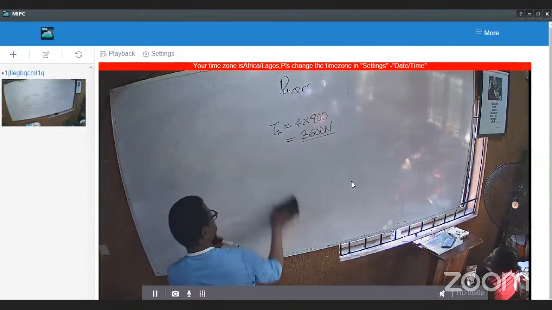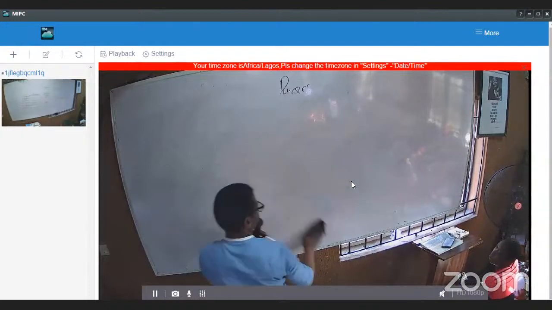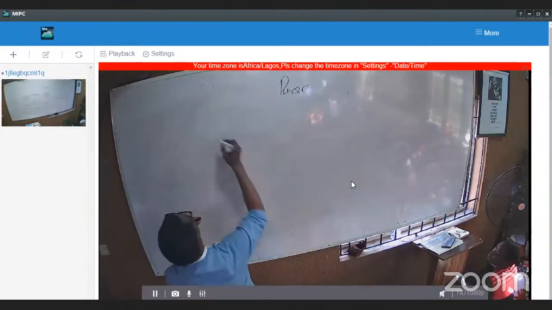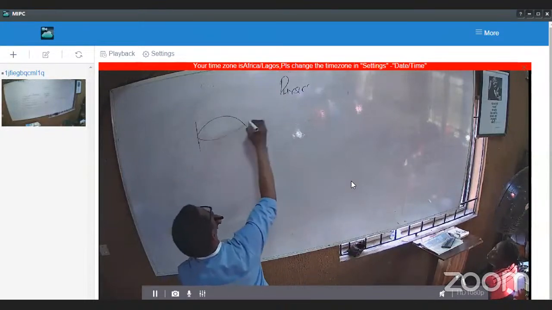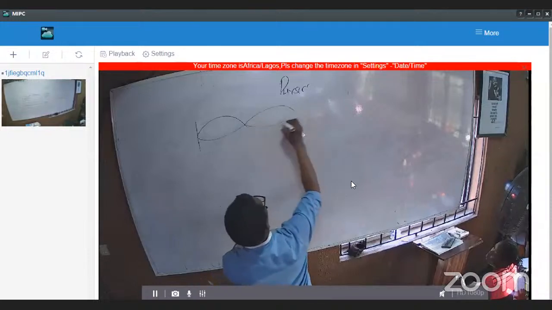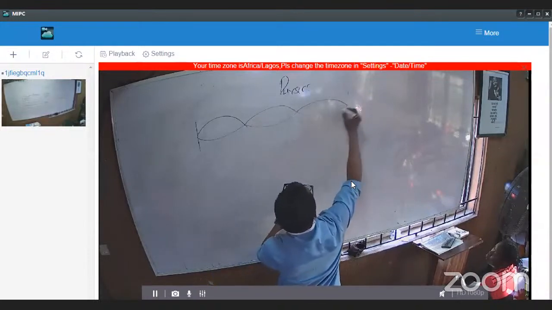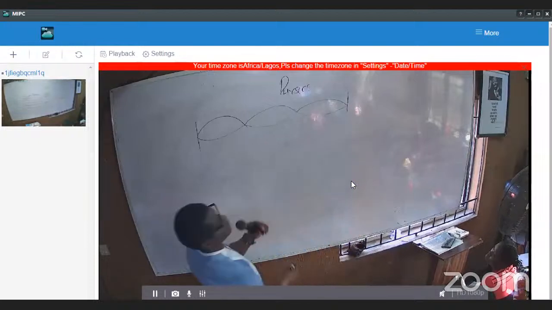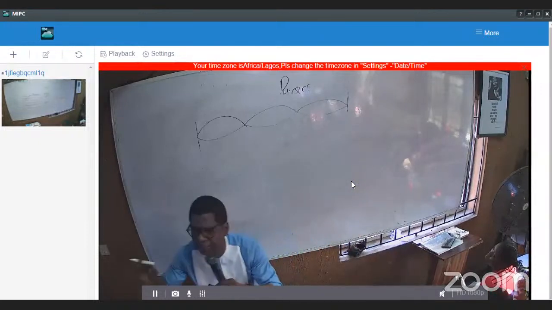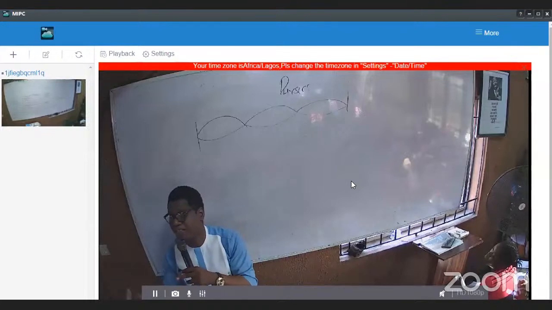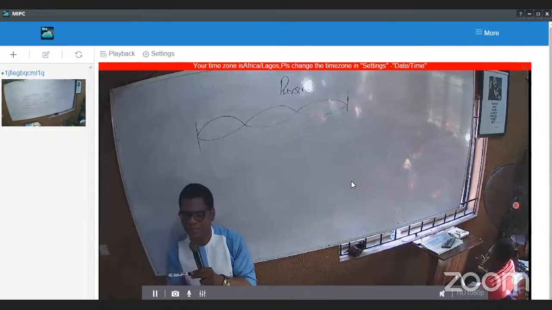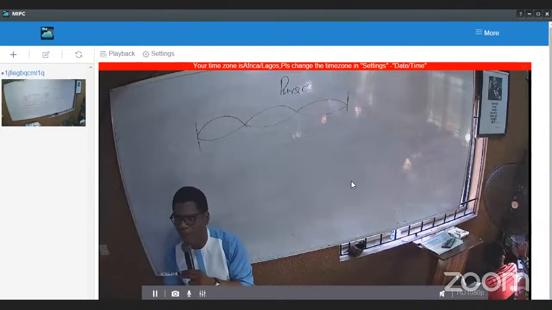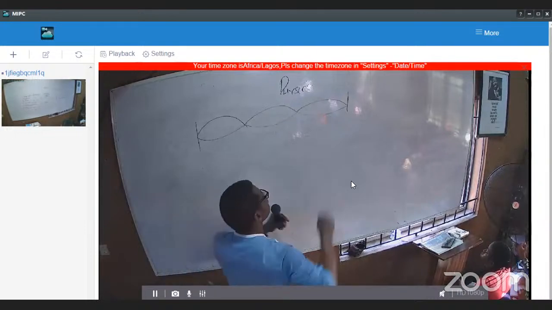Which overtone did they give you? Second. I've taught you: fundamental, only one loop. First overtone, now two. Second overtone, now three. So when you hear second overtone, draw three. Third overtone, make it four. Just add one.